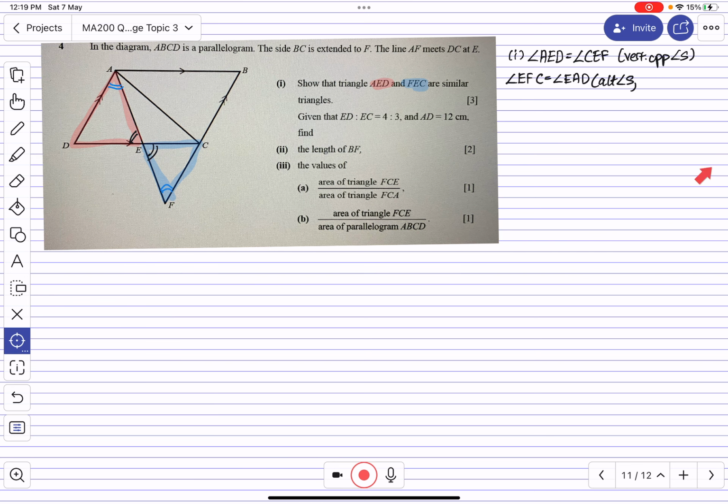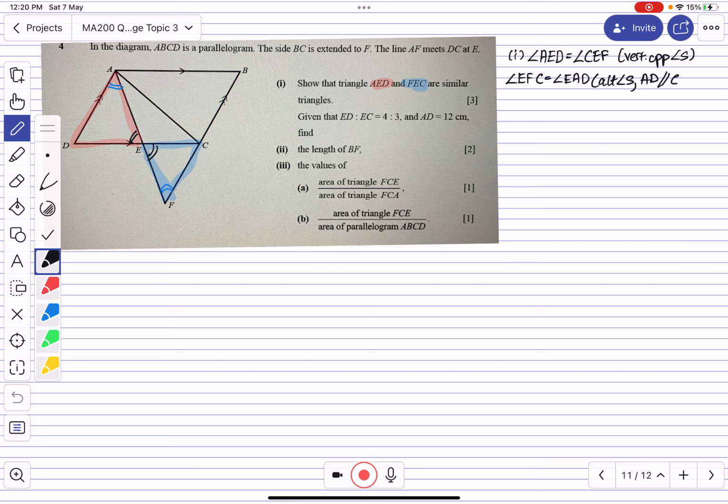And remember, when you write down alternate angles, or any property that deals with parallel lines, remember to write down the parallel lines which provide for this property to happen, to give due recognition to the parallel lines that allow this to happen. So if you look at the red and the blue triangle now, we can see that triangle AED is similar to triangle FEC, and the reason is that two pairs of corresponding angles are equal.